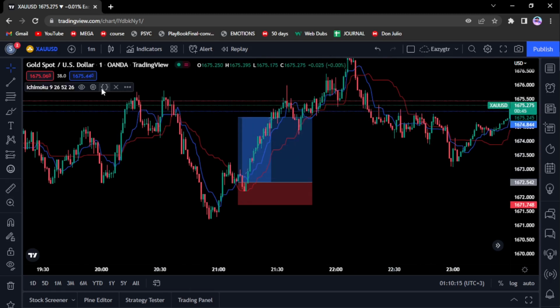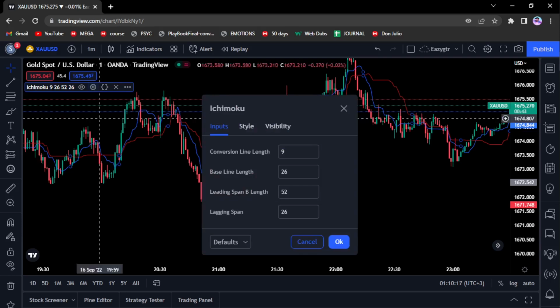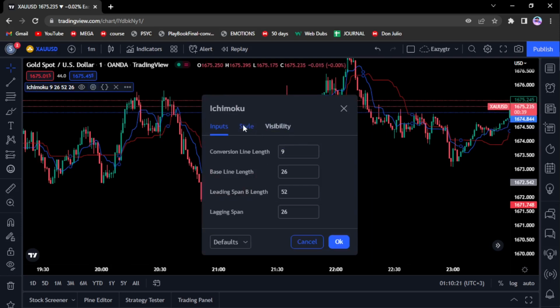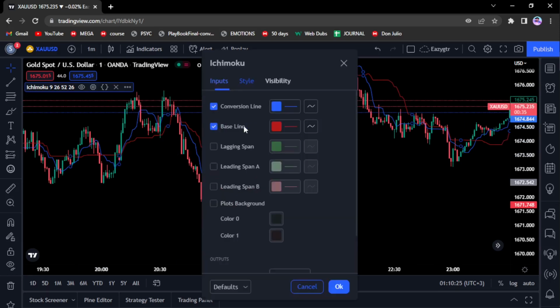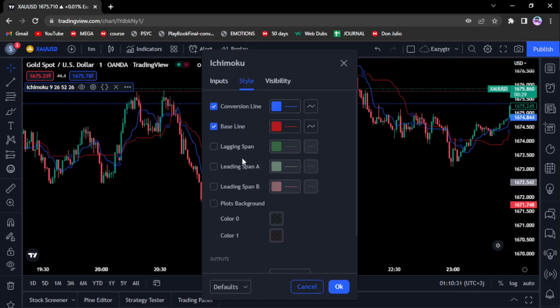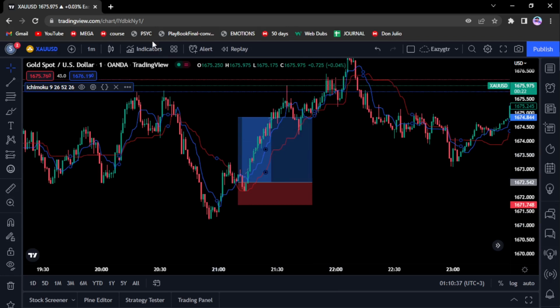So first and foremost, you want to have this indicator, the Ichimoku, and here are my settings such that you'll have your chart looking like this. So here are my lengths for the style, and check all this, leave the conversion line and the baseline. Conversion line is the blue line, baseline is the red line. Okay, so that is the first of our indicators.